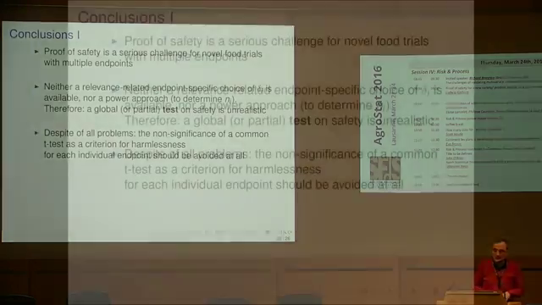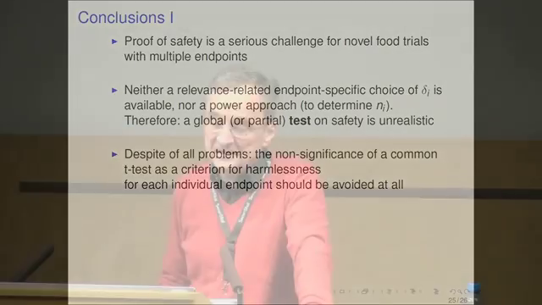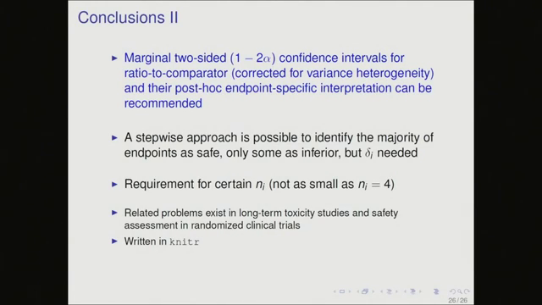Okay, coming to the conclusion. First, proof of safety is a serious challenge for novel food trials with multiple endpoints. Second, neither all these delta i's are available, nor a power approach. Therefore, a global test on safety seems to be unrealistic today. Despite all problems, don't use the power approach as long as there is no consensus on the sample sizes. Therefore, what we can do is estimate marginal two-sided 1 minus 2 alpha intervals.